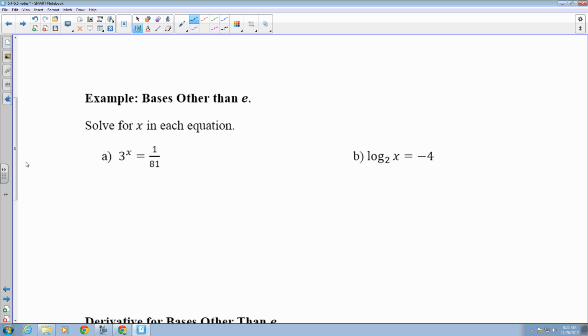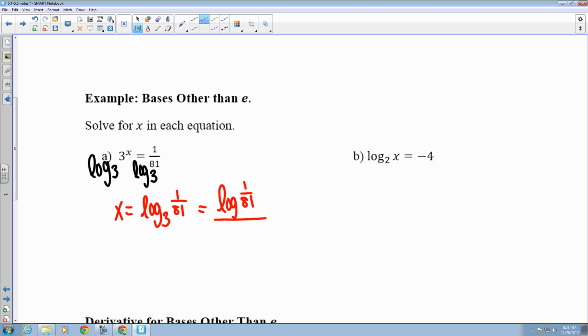On a and b, if I'm trying to get to the x and figure out what that is, what I'm going to have to do is take log base 3 of both sides, because as we could see on number 3 up above, log base 3 of 3 to the x would cancel and we would get that x alone. So x is equal to log base 3 of 1 over 81. And thinking back to pre-calculus, since we can't do log base 3 in our calculator, we use the change of base formula. So we do log of 1/81 over log of 3, and that's negative 4.